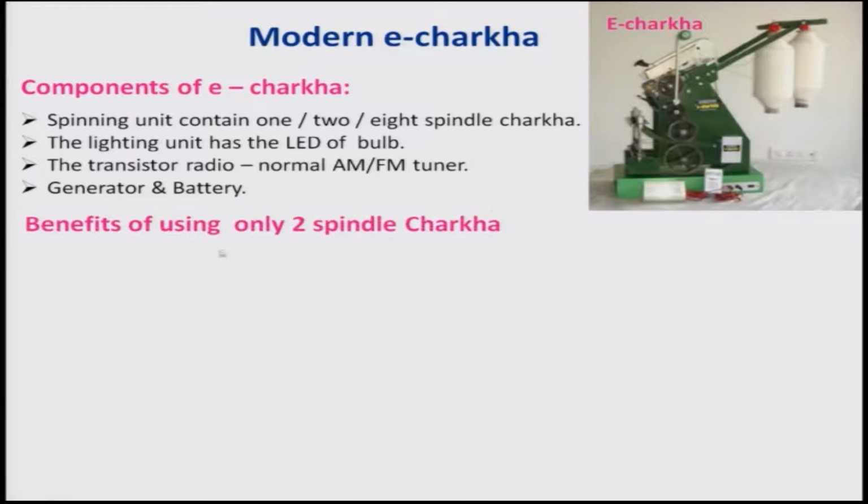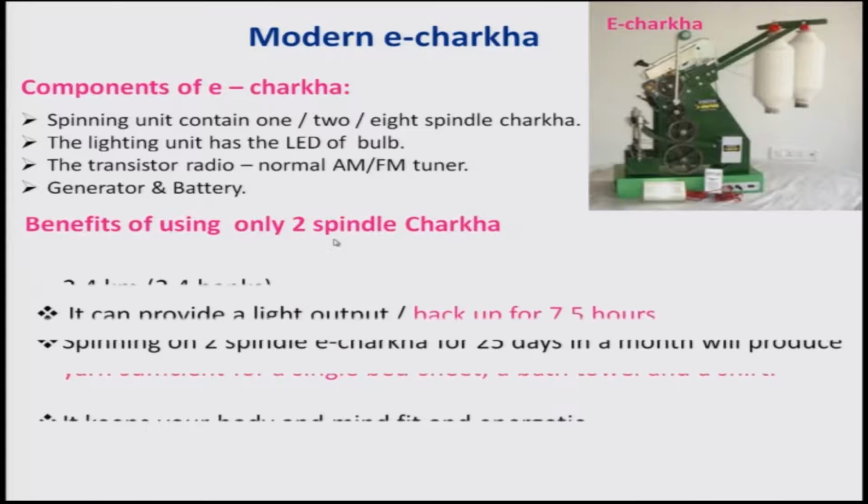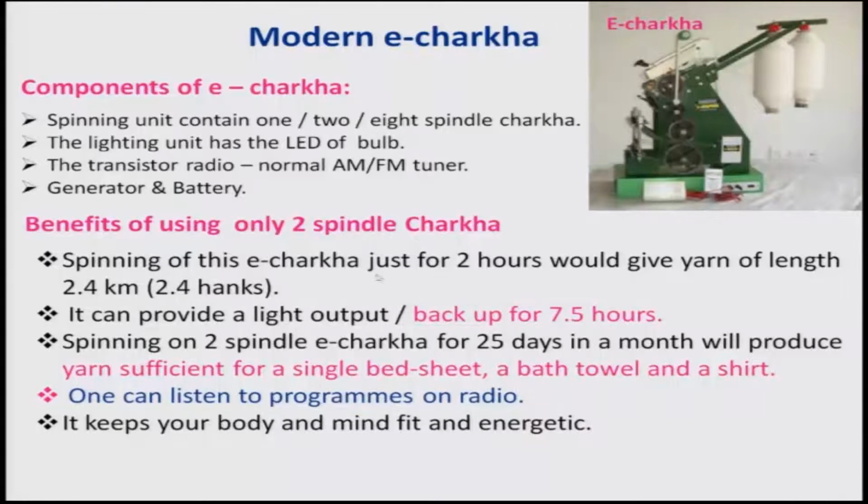If you look at the benefits of using only a 2-spindle charkha, you will get enormous benefit: if you just spin it for 2 hours, you can manage to produce yarn of length 2.4 kilometers, right. And it can also provide light output or backup for 7.5 hours, of course for a single bulb maybe. And spinning on the 2 spindles of each charkha for 25 days, less than a month, will produce yarn sufficient for a single bed sheet, bath towel and a shirt.